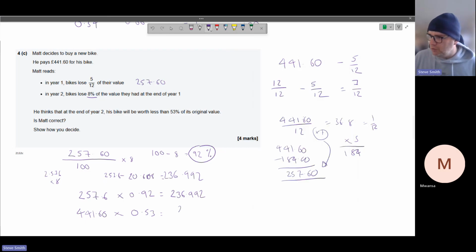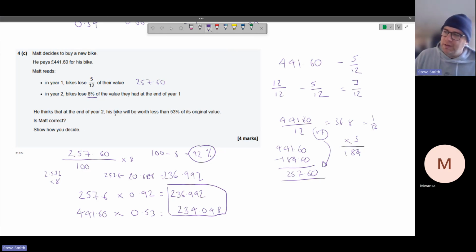234.048 equals 234.048. We've now got our two numbers here. We've got our original value, which is there. Take away 53%, which is here. It's saying at the end of year 2, Mike thinks his bike would be worth less than 53. It's not. It's just a little bit more. It's not a massive amount. It's £2 more, but it's maths. So he's incorrect, because it's worth £2 more.